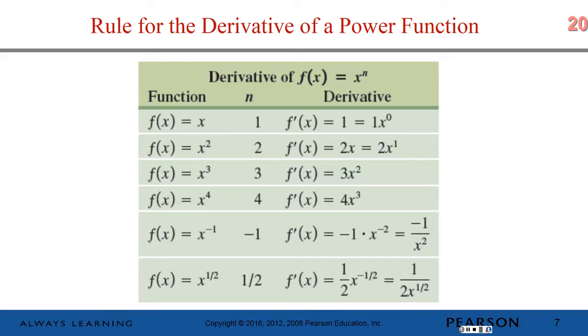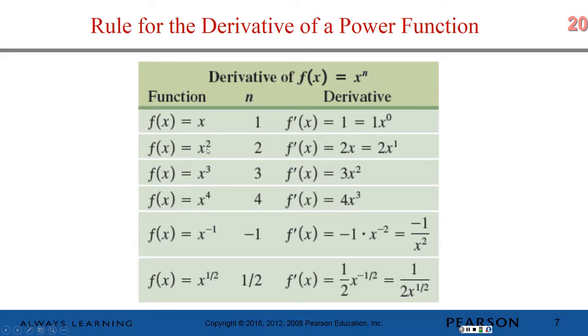And the way that you do the power rule is you bring the power down in front of the variable and then subtract 1 from the power. So if f of x is x to the first, then you bring the 1 down in front of the x and then subtract 1 minus 1 and get 0. But what's x to the 0? 1. And 1 times 1 is still 1. Okay?